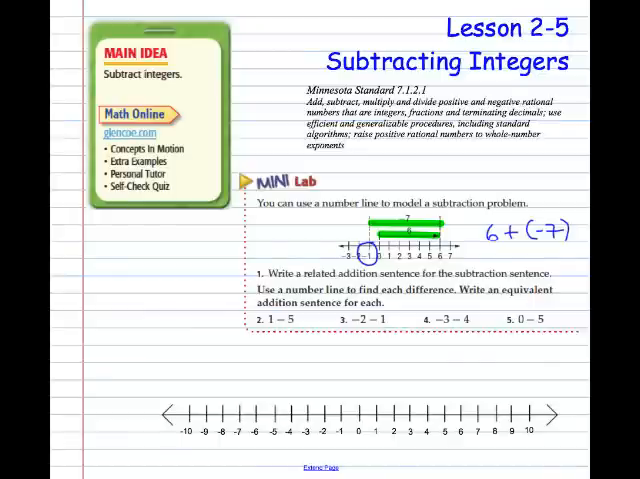Use a number line to find each difference. Write an equivalent addition sentence for each. So I'm going to start here at 0. I'm going to go to 1. Then I'm going to subtract 5. Starting at 0, here's 1, subtracting 5, I end up with -4. So this would be the same as 1 plus a -5. The result is -4.